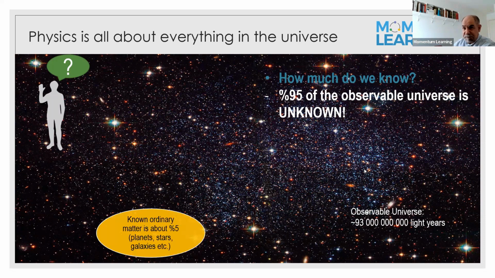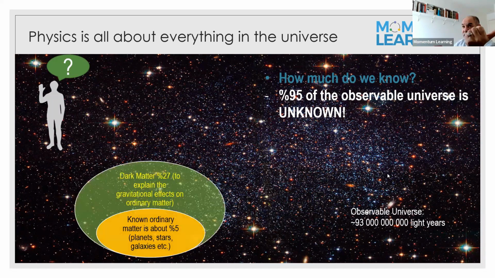This 5% of the universe we're talking about is called ordinary matter. So it's just atoms, molecules, and stuff that we are familiar with, right? The planets, stars, galaxies, all of these make up only 5% of the universe. And that's the physics we are doing. We're trying to understand this ordinary matter. So how do we know there are other things that make up 95% of the universe?